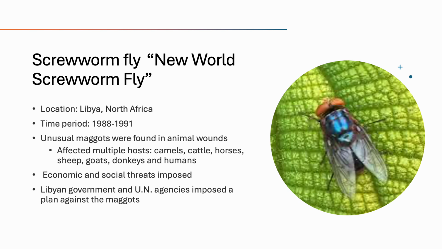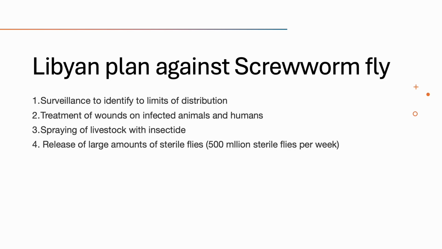So, due to the economic and social threat imposed by these maggots, the Libyan government and relevant UN agencies began a plan against them. The plan consisted of 4 different steps. The first, surveillance to identify the limits of distribution. Second, treatment of wounds on infected animals and humans. Third, the spraying of livestock with insecticide. And fourth, the release of large amounts of sterile flies.